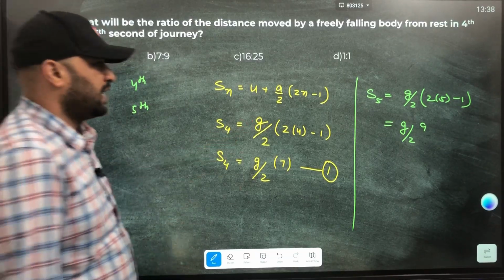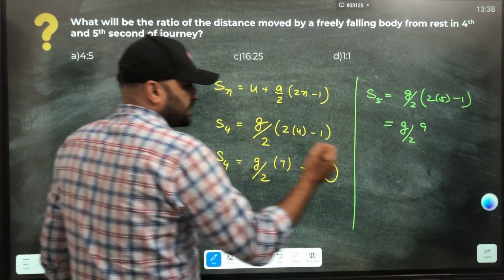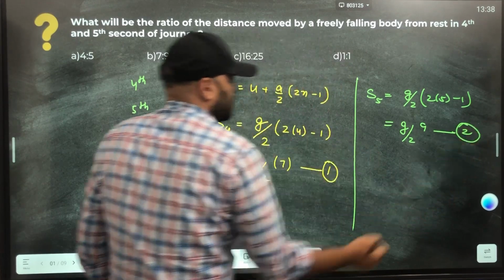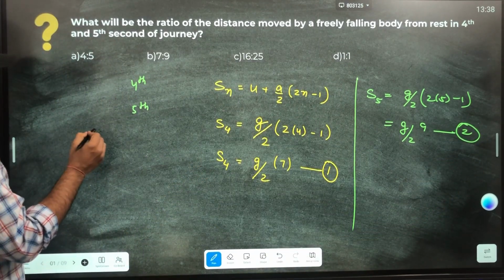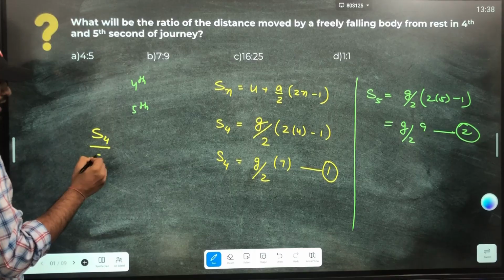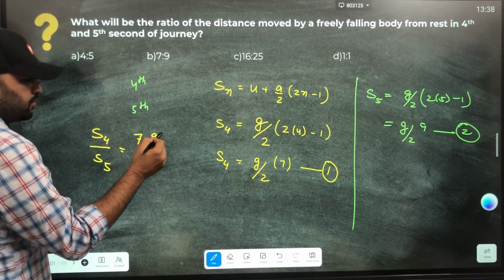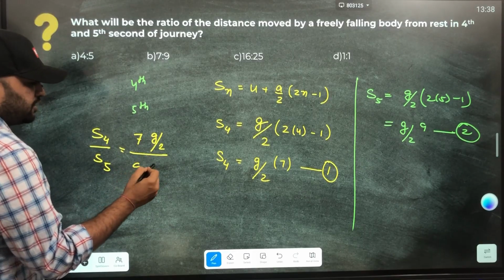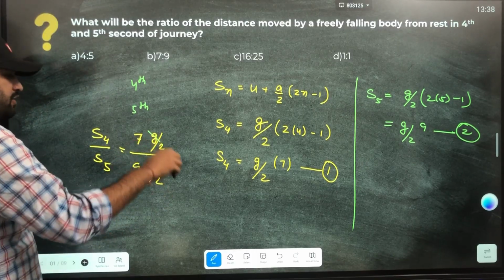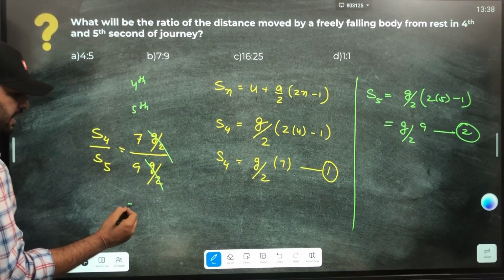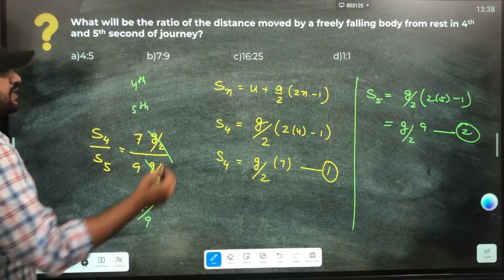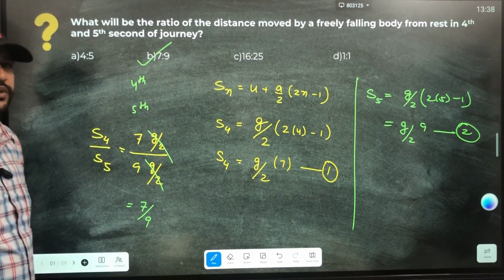So now you got 9g by 2 here and 7g by 2 in equation 1. Let's divide both. When you divide equation 1 by equation 2, S4 upon S5 will be equal to 7g by 2 whole divided by 9g by 2, correct? Let's cancel out g by 2 with g by 2, you're left with 7 by 9. So our correct answer is 7 by 9, option B. I hope this is clear.